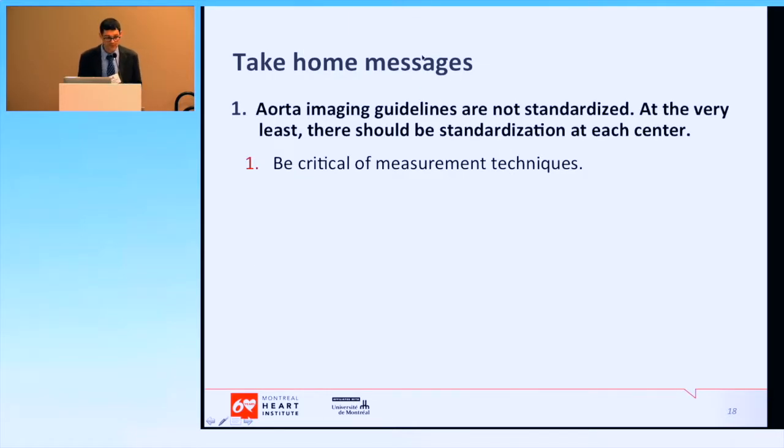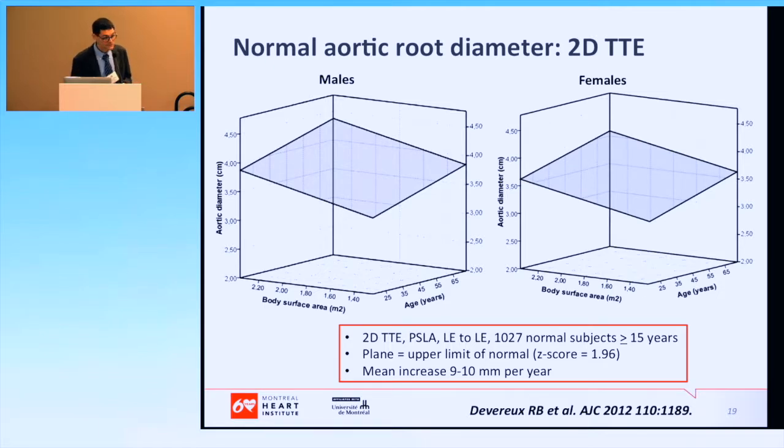So my first take-home message is be critical of how measurements are made, remembering that they are by no way standardized. The aortic size also depends on body size. So there are numerous fairly large studies that have shown that 40 millimeters is dilated, except in some individuals who have a fairly big body size.